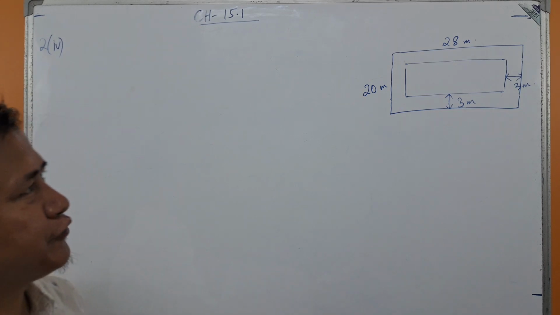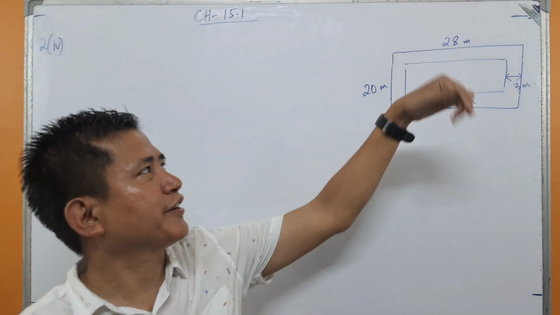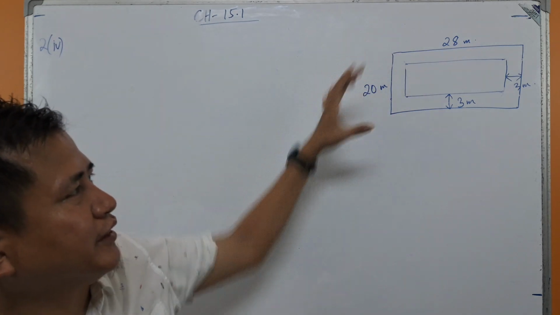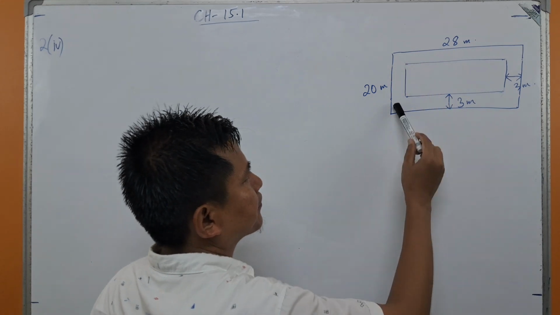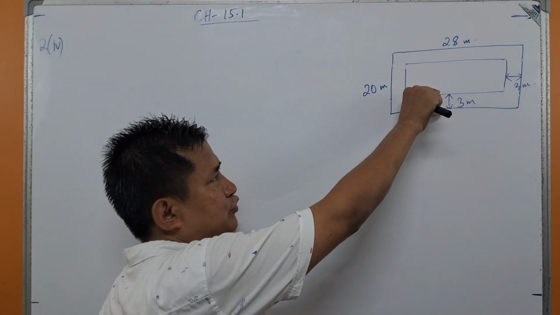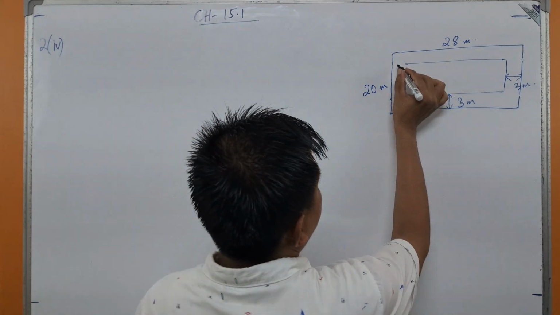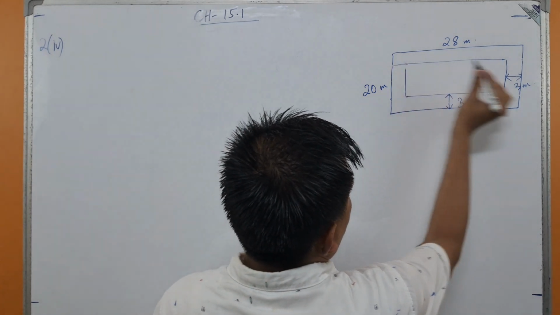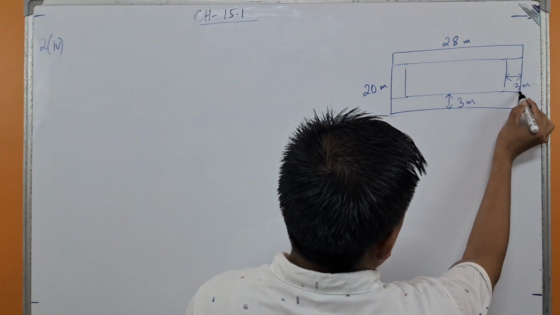Question number 4 of 2. This is the rectangle given to us. Length of this rectangle is 28 meter and breadth is 20 meter. We are asked to find the area of this colored part, okay? And the width of this colored part is 3 meters, isn't it? 3 meters, okay? So what we do is we join this and this also, okay?